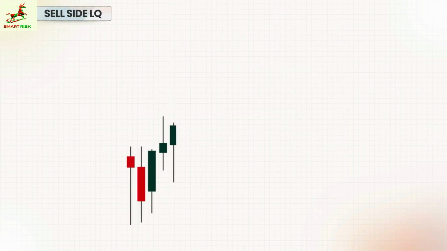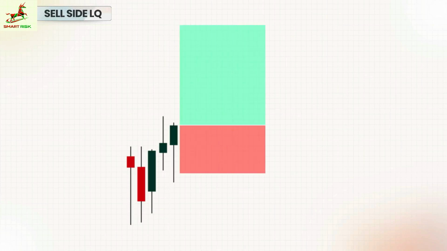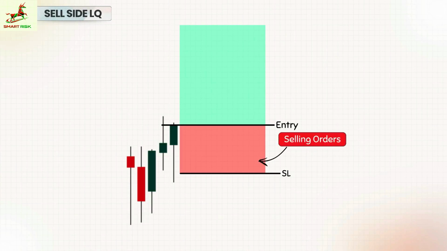Sell-side liquidity. The liquidity that sits below on the chart is called sell-side liquidity. Whenever buyers enter long trades, their stop losses are placed below, on the downside. Now, these stop-loss orders are actually selling orders, because when a stop-loss gets hit, a sell order executes to close the buyer's long position. That's why the stop-losses sitting below swing lows, equal lows, and support levels all create sell-side liquidity.